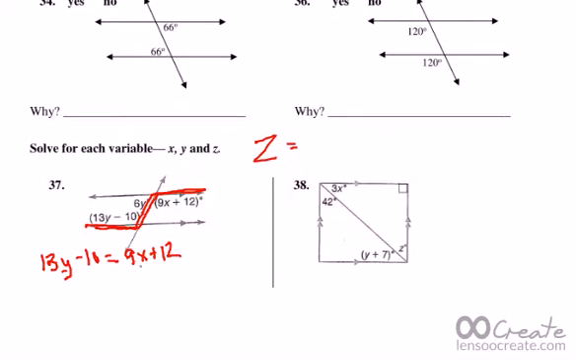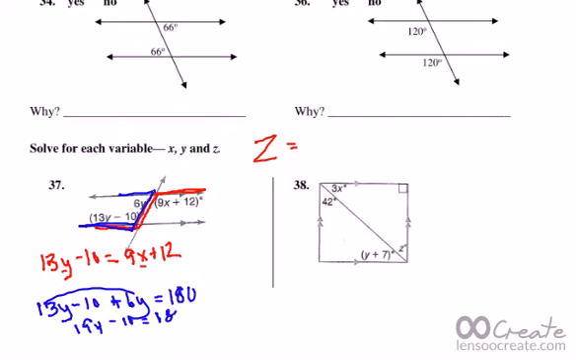But the problem here is we have a y and an x, and that's not going to help us out. So then we go and we look at these two angles, which are consecutive interiors, and those are 180 degrees. So we have 13y minus 10 plus 6y equals 180. If you solve this, add 13 and 6 for 19y minus 10 equals 180. Add 10 to both sides, and I have 190. Divide by 19, and I will have y equals 10.